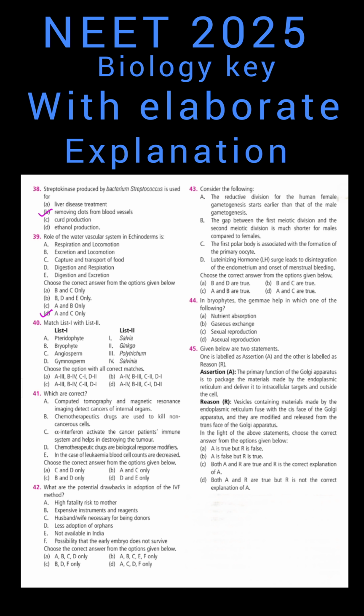So again the match type question, D is the correct option. That is the pteridophyte, Salvinia, and the bryophyte, here we can say that is Polytrichum. And then the angiosperm, that is Salvia, and the gymnosperm, that is Ginkgo.